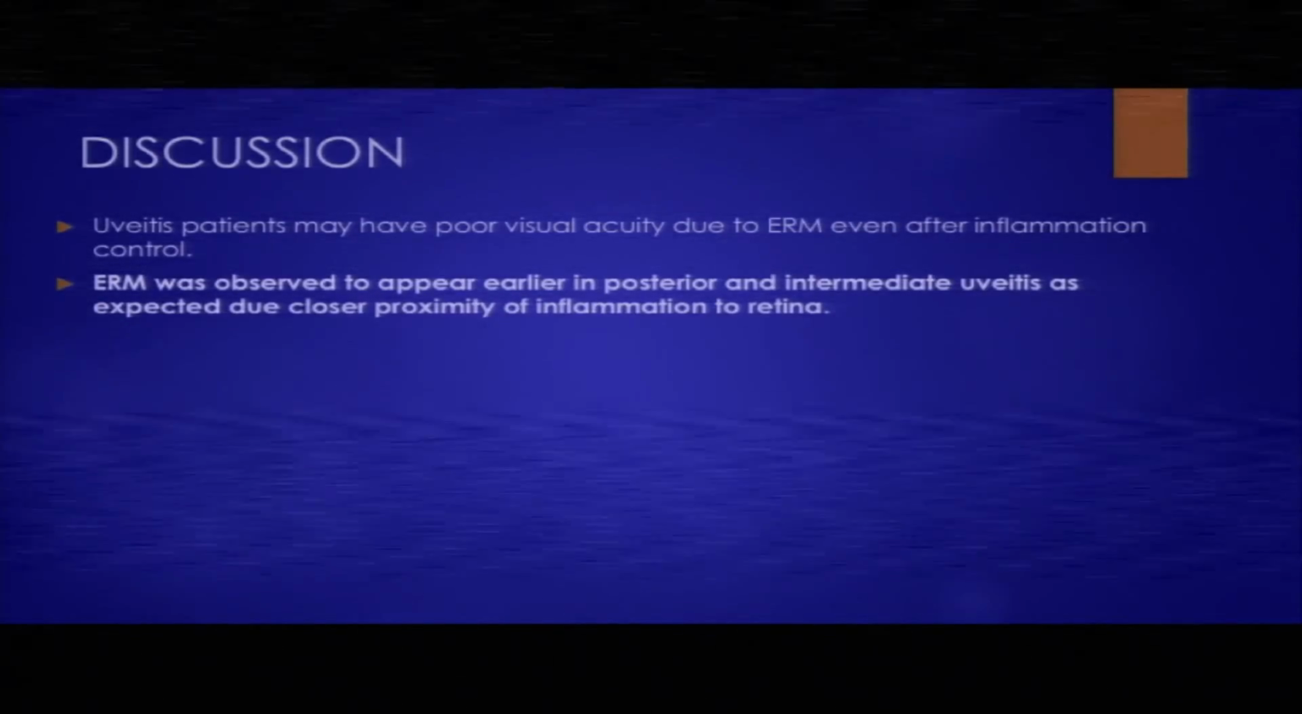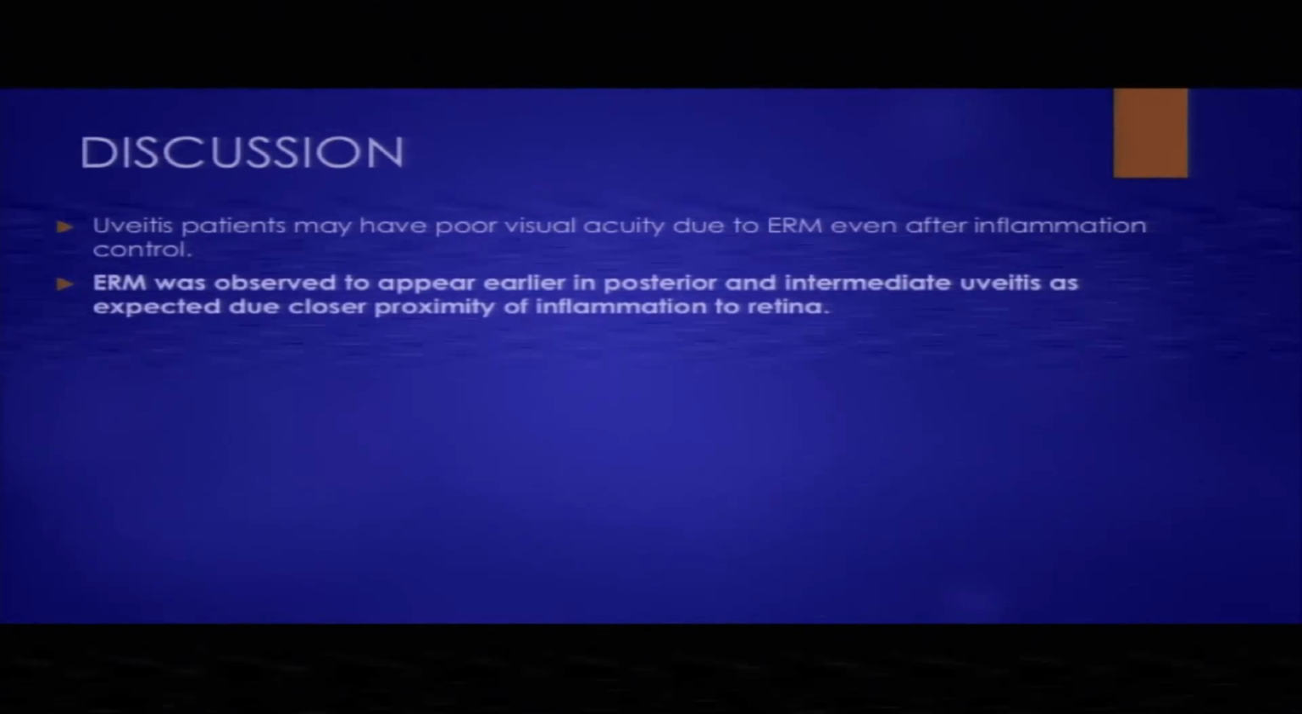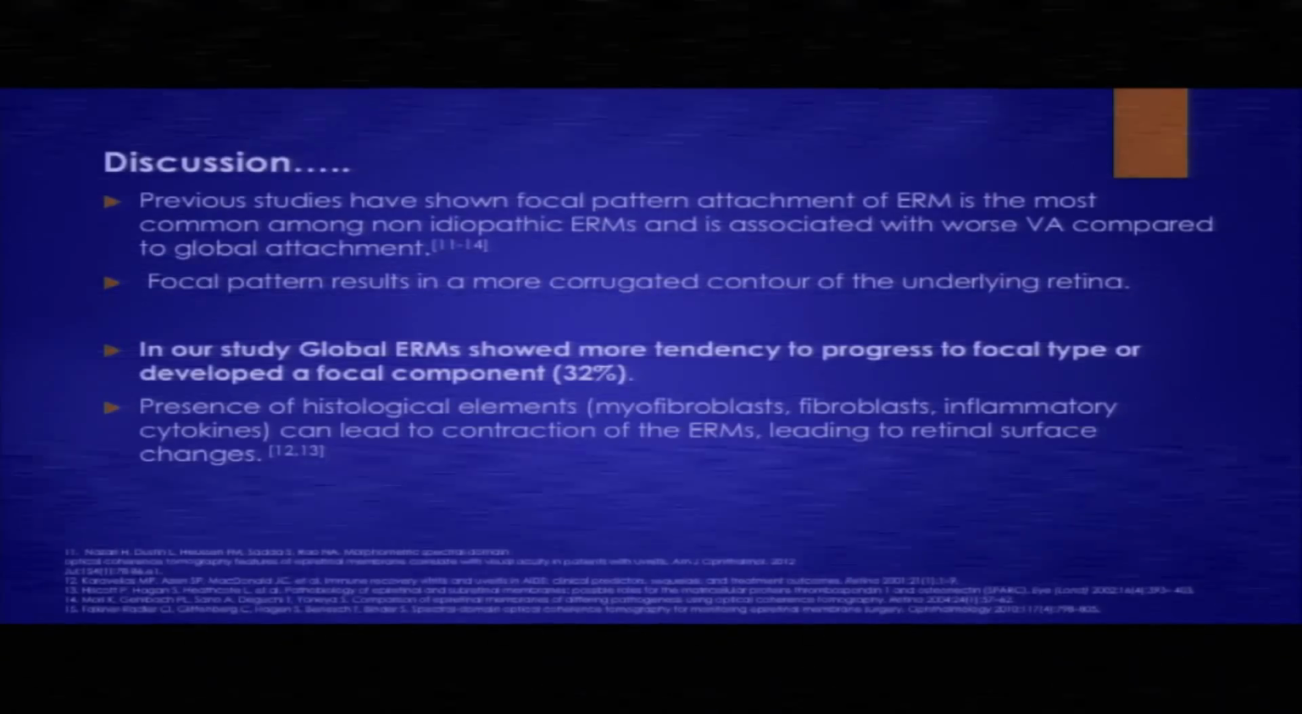Coming to our discussion, ERM was observed to appear earlier in posterior and intermediate uveitis, as expected because of the closer proximity of the inflammation to the retinal surface. In previous studies, we have seen that non-idiopathic ERMs were mostly focal in nature. In our study, 32% were focal in nature, but the global ERMs also showed more tendency to progress into the focal types, probably due to the histological elements that had a contractile property.